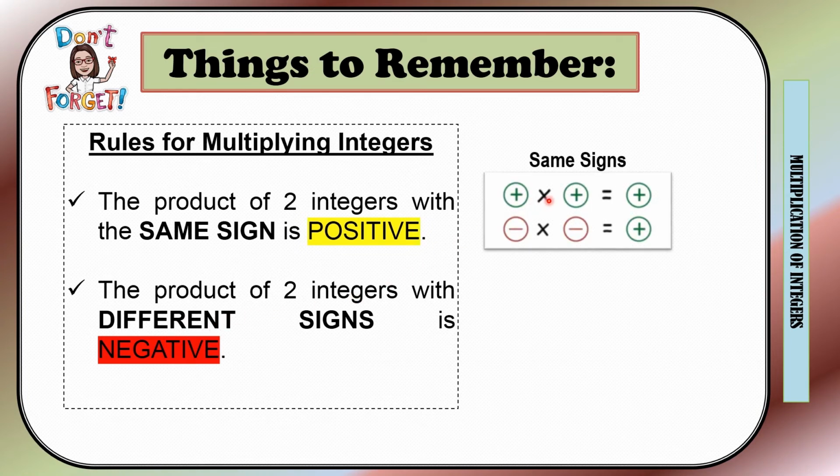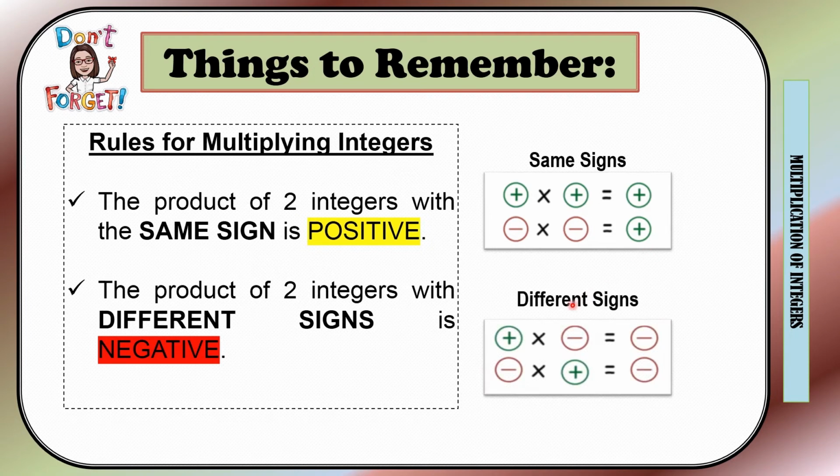And have this illustration for you to understand well. You have here positive multiplied to another positive number will give you the product of positive. And negative times negative is equal to positive product also. So just take note that same signs will result to a positive product, but different signs will result to a negative product like this. So positive times negative is negative. Negative times positive is negative. These are the things that you have to remember as rules for multiplying integers.